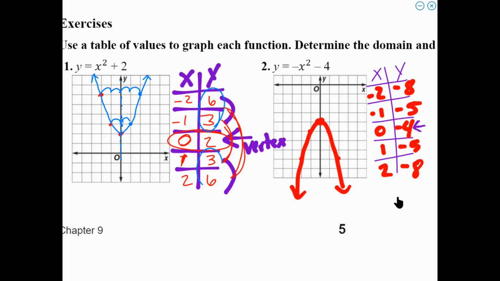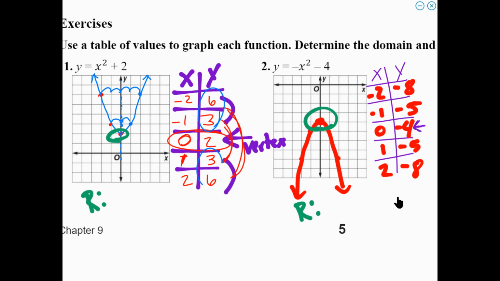Like Jolene said, there's a maximum in this one, right, because it goes down. On this one, it was a minimum. And we talked about this yesterday. The domain is always all real numbers, right? So when you're given the equation, the domain is all real numbers. The range, however, we need to talk about real quick.